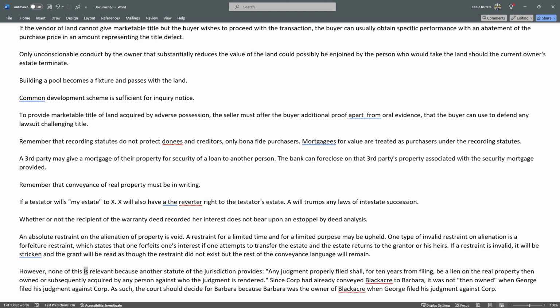However, none of this is relevant because another statute of the jurisdiction provides, any judgment properly filed shall, for 10 years from filing, be a lien on the real property then owned or subsequently acquired by any person against whom the judgment is rendered. Since Corp had already conveyed Blackacre to Barbara, it was not then owned when George filed his judgment against Corp. As such, the court should decide for Barbara because Barbara was the owner of Blackacre when George filed his judgment against Corp.